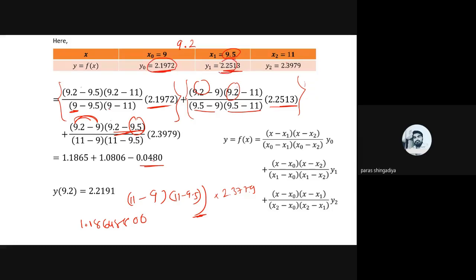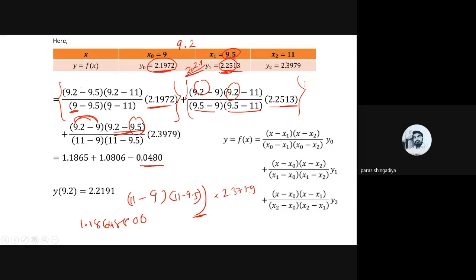ठीक है, आपका जो आंसर है वो क्या होना चाहिए, वो 2.19 और 2.25 के बीच में होना चाहिए. ठीक है, so here we get 2.21, so that is a correct form of the answer. Okay, 2.21 lies in between 2.19 to 2.25.